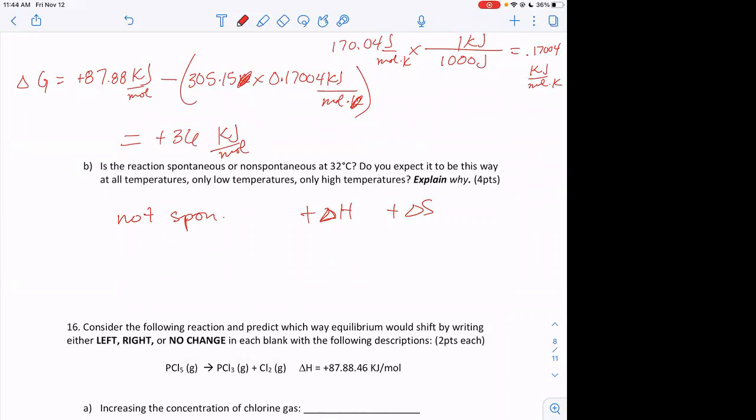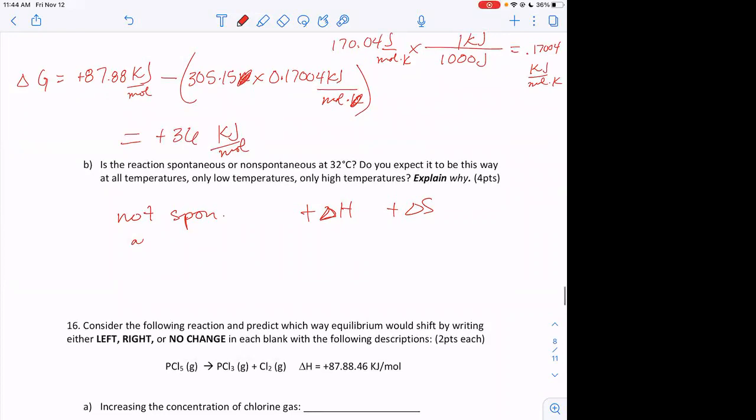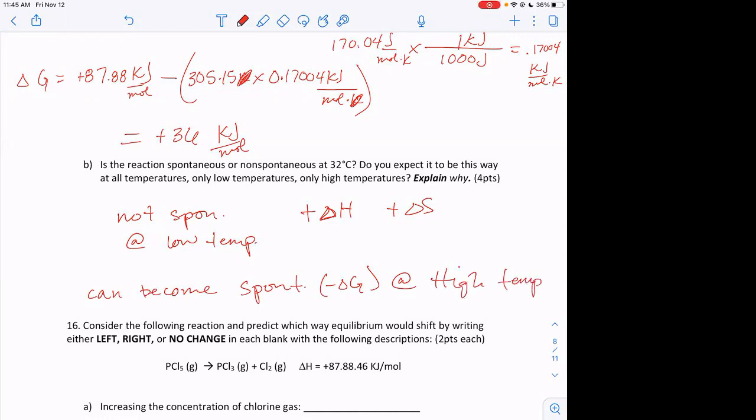I said, everybody go back to row 3 on that table with the delta H and delta S, make a note. When you've got a positive delta H and positive delta S, this is not spontaneous at low temperatures, but can become spontaneous, meaning a negative delta G, at high temperature. If we increase the temperature right here, our 305.15 Kelvin, if we cranked it up to like 500 Kelvin, at that point, the T delta S term, which is negative because of that minus sign out front, would be bigger than our delta H term, and that would make delta G negative overall.